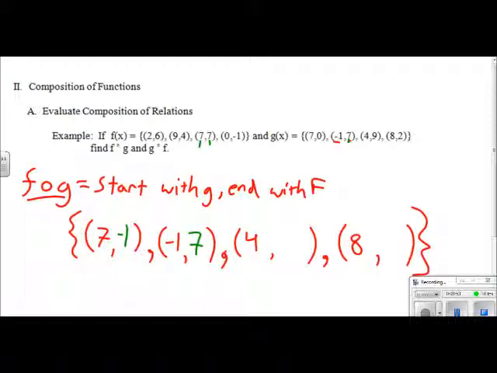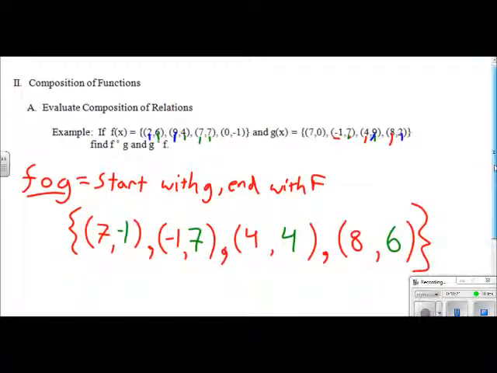Now if we move on to 4, gives us an output of 9. 9 gives us an output, actually I'm going to do these in blue, of 4. So 4 to 4. 8 gives us an output of 2. 2 gives us an output of 6. So this is how our f of g would end up looking. It would have these pieces in it.